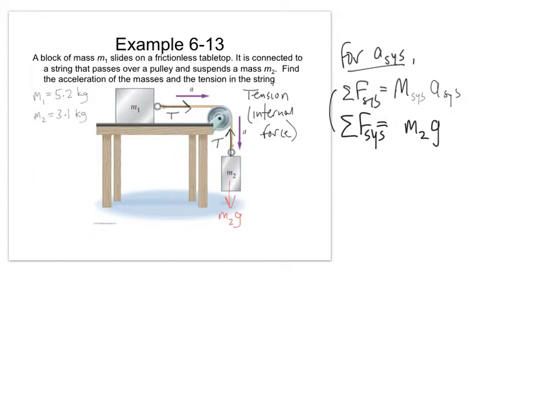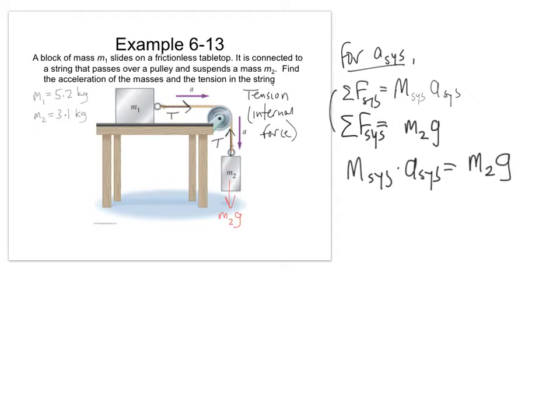Okay, well this should look familiar to us. We've made two statements for net force on the system. Now we're going to set them equal to each other. Mass of the system times acceleration of the system equals mass 2 times gravity. All right, well, we want to find the acceleration of the whole system because the whole system is going to be accelerating at the same rate.